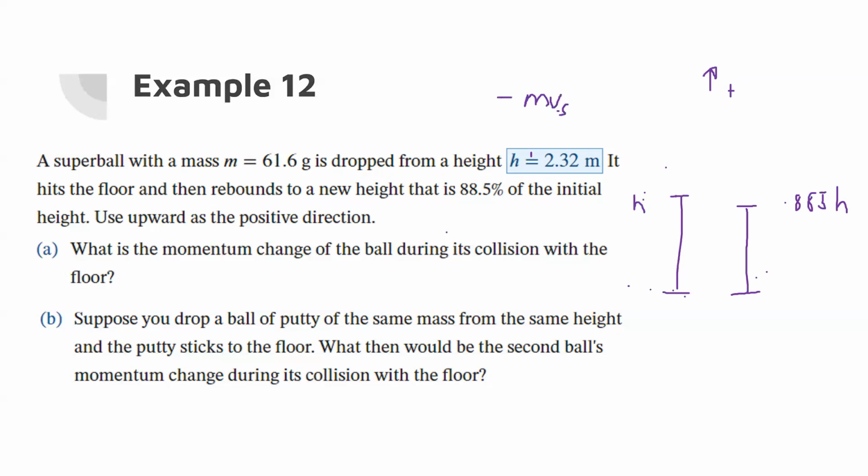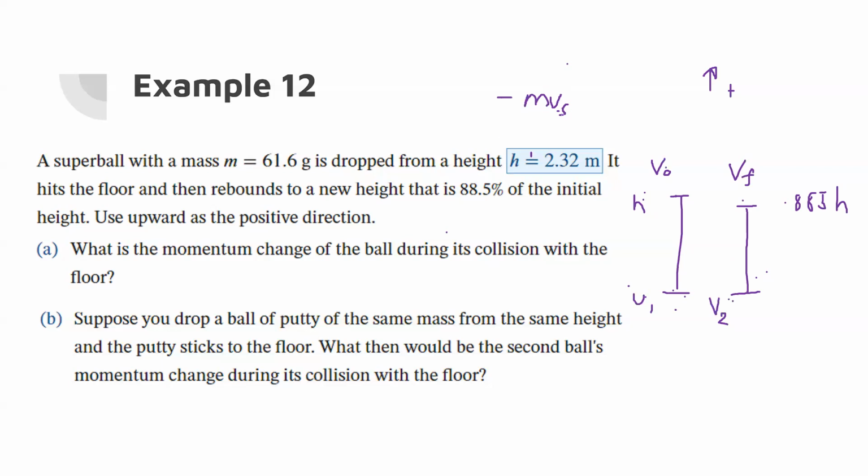We'll use v1. We should use v. Call this one v1, call this one v2, call this one v final, and then we'll call this one v naught. So negative mv.